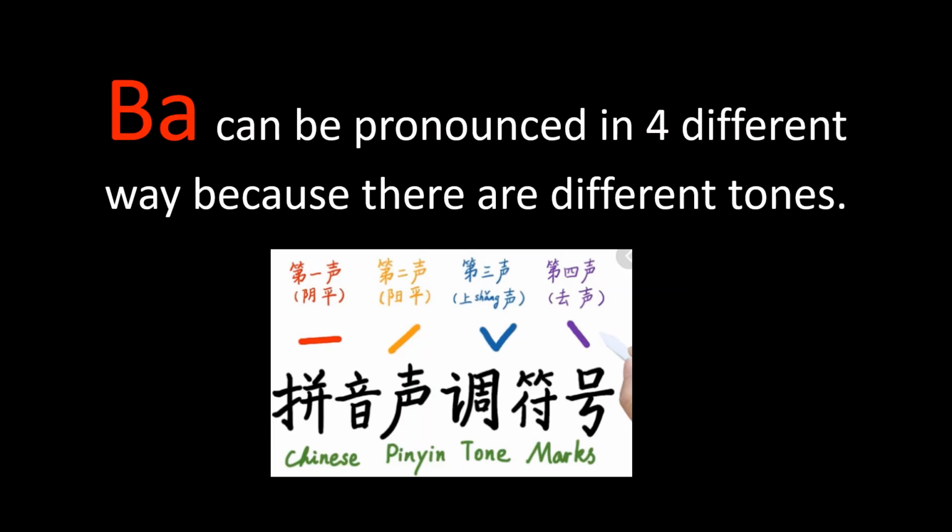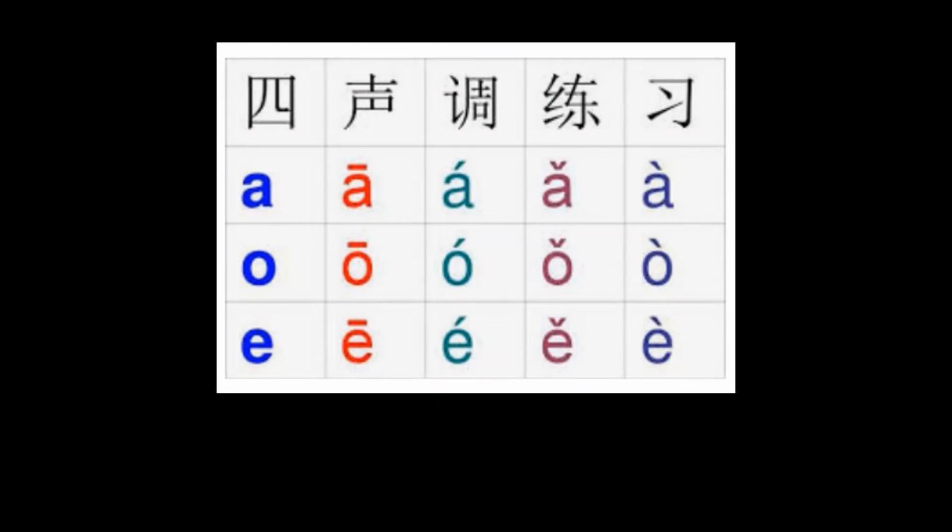And the third tone is the valley. It's like a valley. You're going down and you go up again. And the fourth tone is the sharp down sound. Okay? So let's practice these ones here.